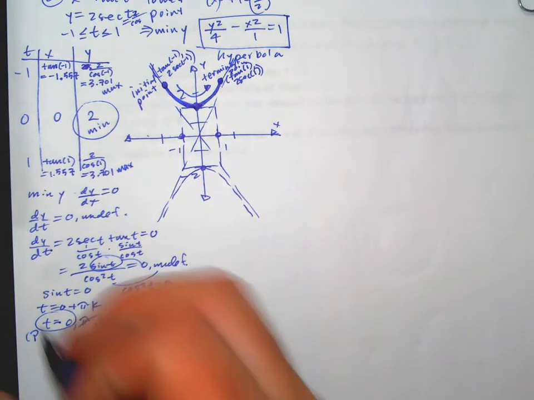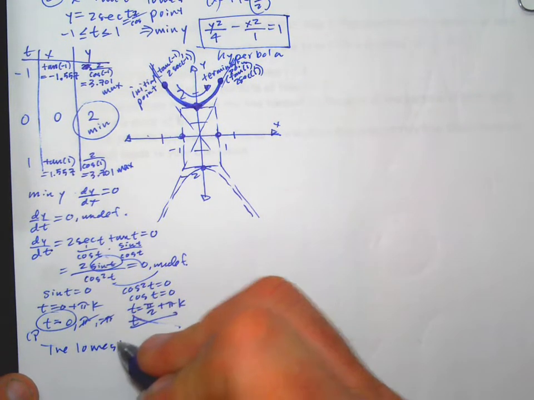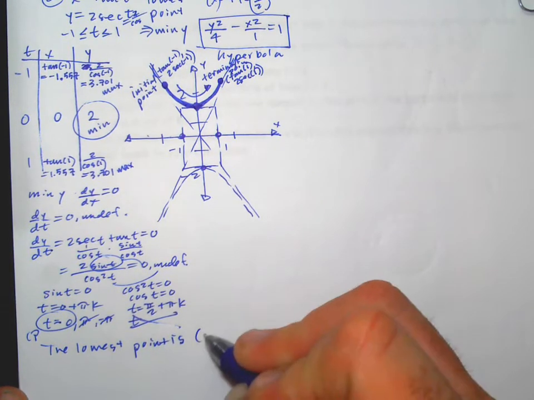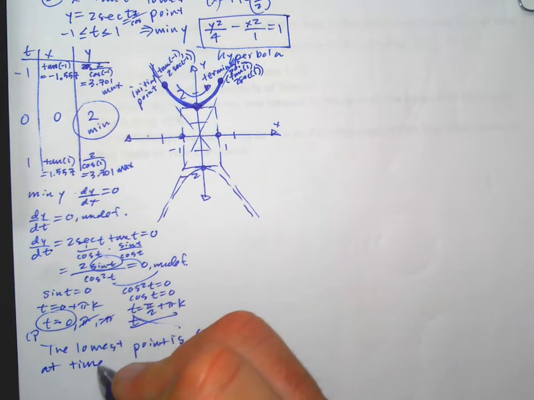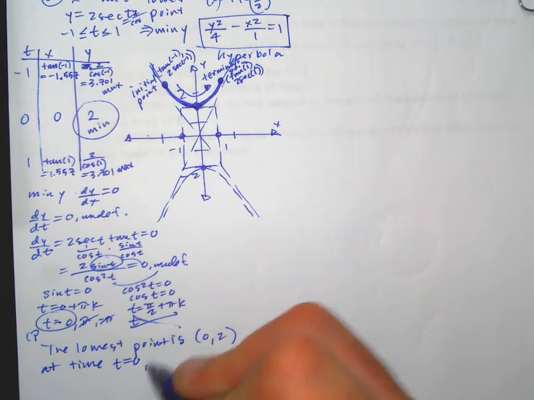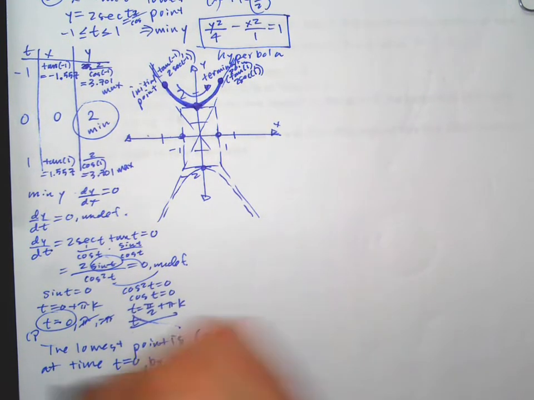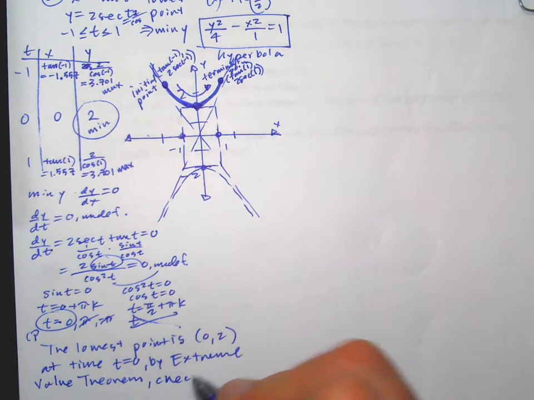So we're going to say the lowest point is (0, 2) at time t equals 0 by the Extreme Value Theorem, checking end points and critical points.